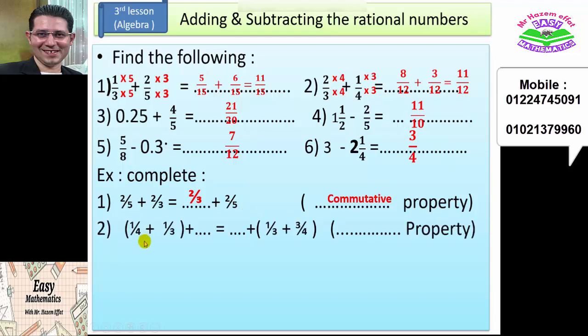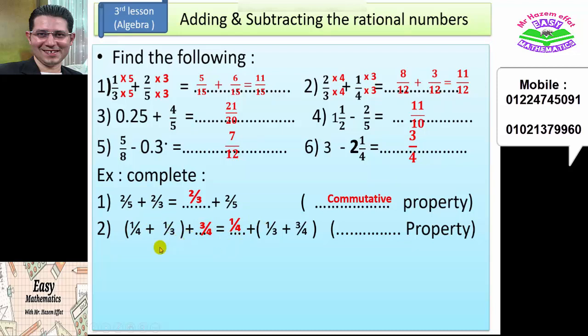And the second one, he gave me here 3 fractions: quarter plus third plus space, and he put brackets here and space, open brackets, third plus 3 quarter. And what's the name of this property? First, how to find this missing number? Yes, the other side will help us. Quarter, we haven't quarter here. Third here. So what about this number? It will be the same number, 3/4. And this space will be quarter.